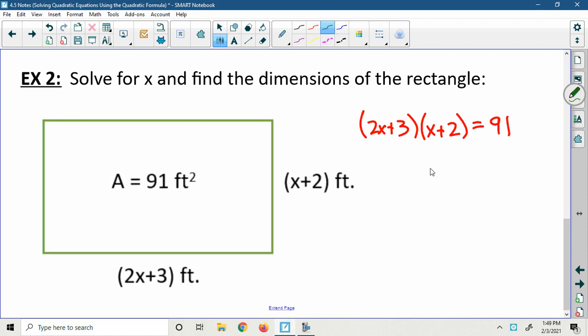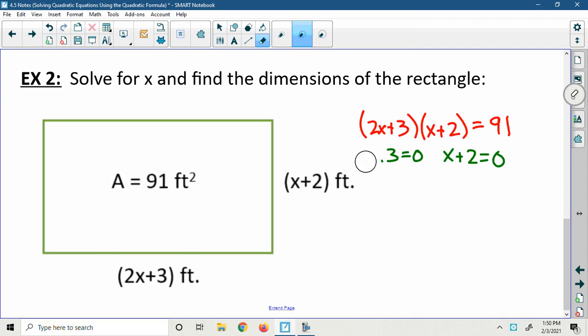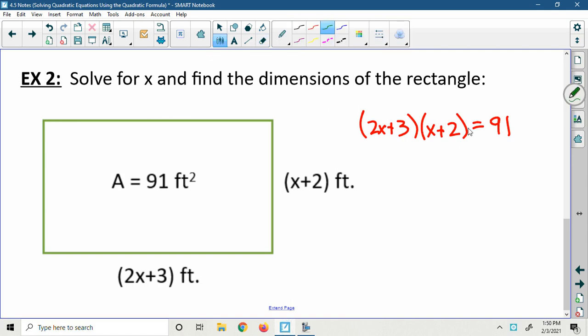Now, a couple people were like, oh, that's really easy. We should just say 2x plus 3 equals 0, and x plus 2 equals 0. It doesn't work, though, here. Your original equation has to equal 0. That rule is called the zero product property. So if your original equation doesn't equal 0, then you can't use the zero product property yet.